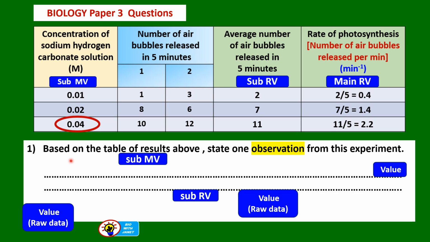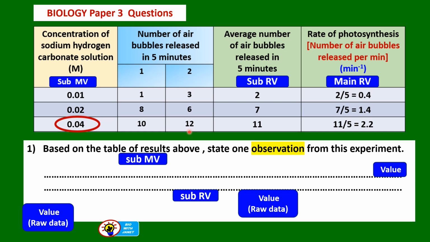Now let's look at the first question, on observation. Based on the table of results above, state one observation from this experiment. Can you tell me what are the 4 components of an observation? Yes, you must have the manipulated variable from the experiment, from the table, and then you must have the value of the manipulated variable here. Then you must have the responding variable, which is your result that you obtain in the lab, plus the raw value, not the average value, but rather this one. This is your responding variable that you have to write in.